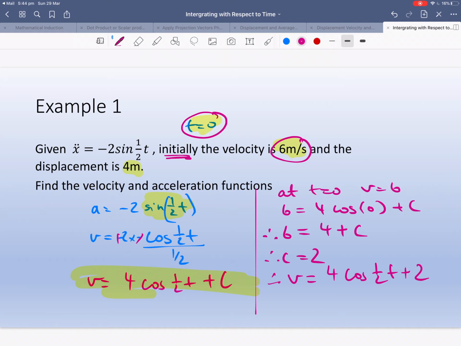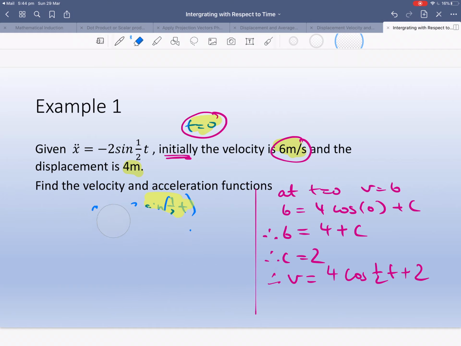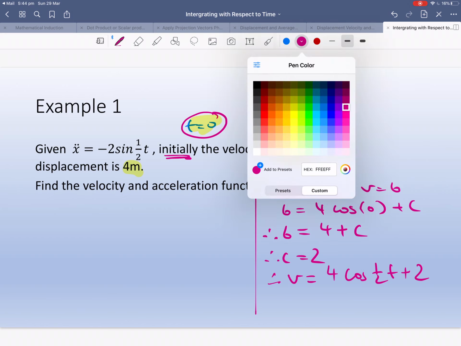All right. Now what I'm going to do is rub off the things on this left-hand side so I can keep working away. Now let's do what displacement is. So I'm going to use a different color. Let's use green.